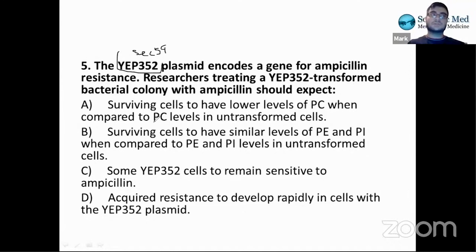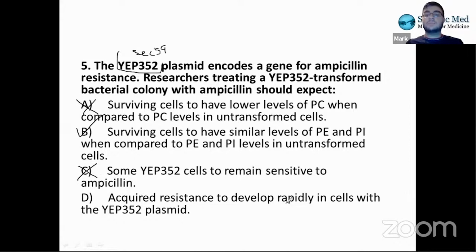So we don't expect the surviving cells to really have any difference in terms of phospholipid amounts compared to normal cells, right? So A would not be right. Surviving cells have similar levels of PC and PI compared to those of untransformed cells. Yes, we expect them to have the same levels. Some YEP cells remain sensitive to ampicillin? No, because if they were sensitive to ampicillin, they would have died. So it can't be this one, right? Whenever you treat with an antibacterial, anything that's not resistant to the antibacterial dies. That's just how it is.